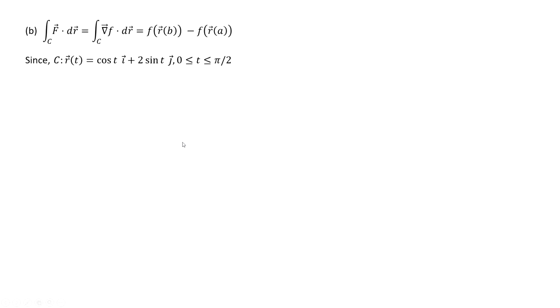So that means, what? Does that mean I can figure out r of b? r of t is this, a is 0, b is pi half. Yeah, r of b is r of pi halves, and r of a is r of 0. I just plug t equal to 0. Cosine 0 i plus 2 sine 0 j, and cosine 0 is 1, so 1 i, sine 0 is 0, so this whole thing goes to 0, and we just get r of a is equal to i.